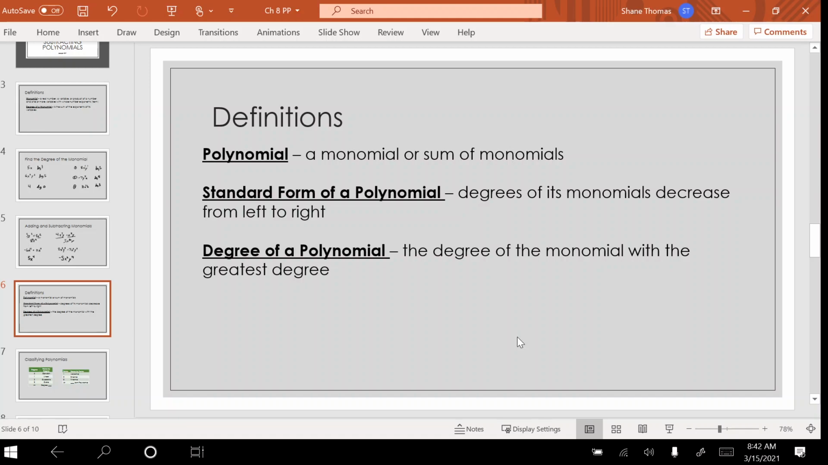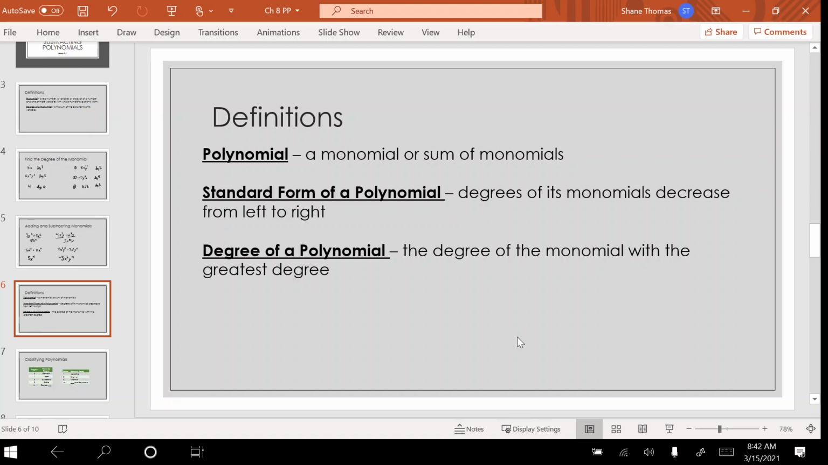Second thing is the standard form of a polynomial. Standard form is degrees of its monomials decrease from left to right. I think I talked about that a little bit last chapter. This one we have to start putting them in the correct order. If you have something x to the third, then an x term, then a whole number, you want to put it in that order, with your biggest power to the left, and then decrease in power.